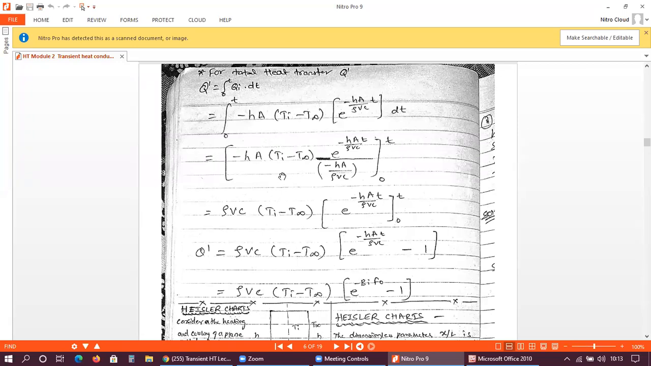Now we'll go with the third bit, that is total heat transfer, Q dash. This can be easily found by integrating this Qi, the instantaneous heat flow we have just derived, within the limits 0 to t with respect to time dt. So Q dash is equal to the integration of Qi within the limits 0 to t with respect to dt.